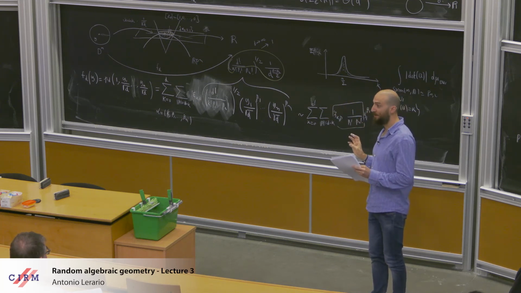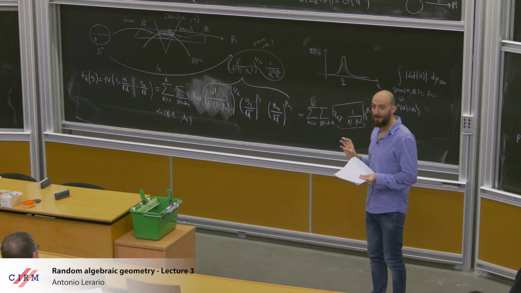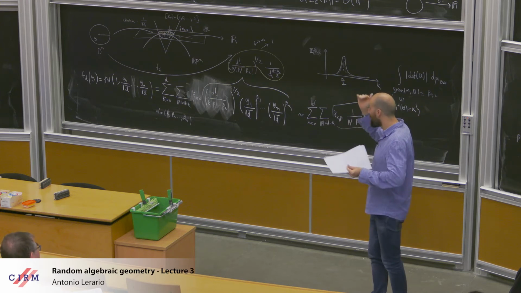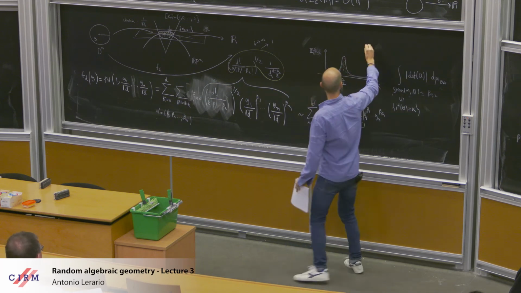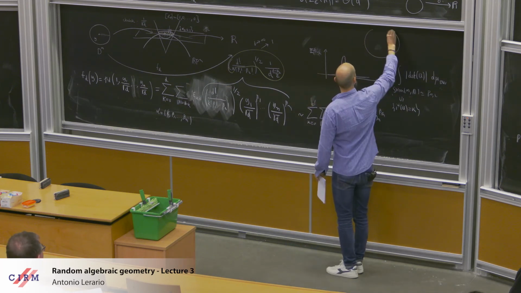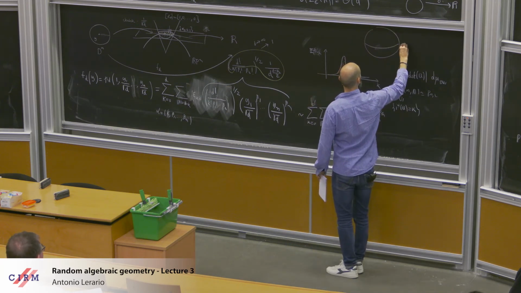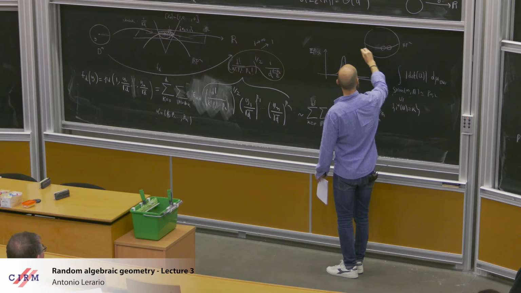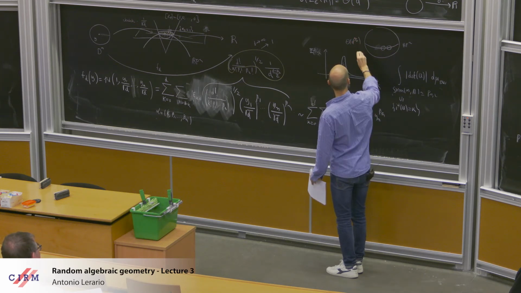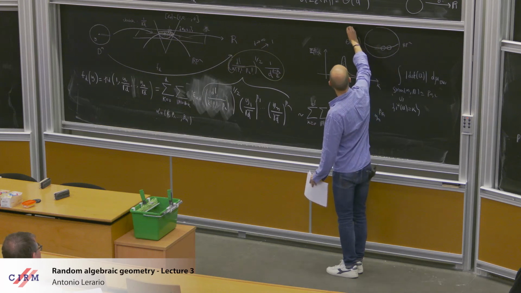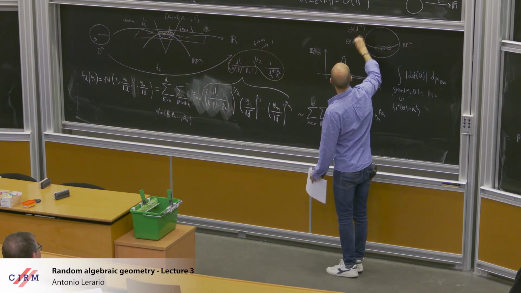Not d to the n over 2, but d to the n. And that's why this model is good for comparing with complex algebraic geometry. So if you cover CP^n, here is RP^n inside, with these tiny disks of radius 1 over square root of d, you need just order d to the n over 2 to cover RP^n, but order d to the n to cover CP^n.